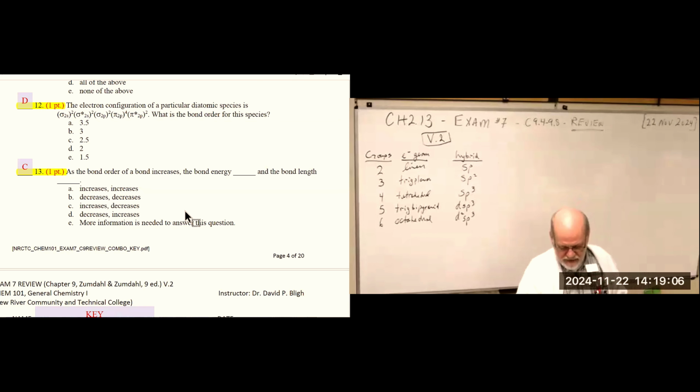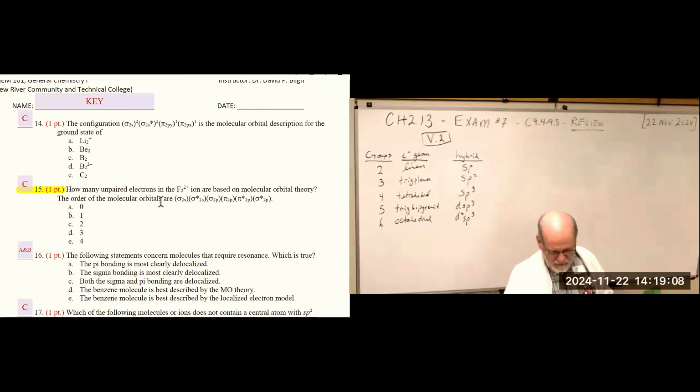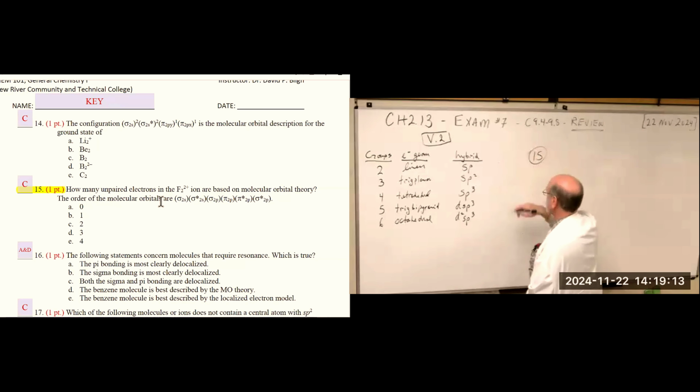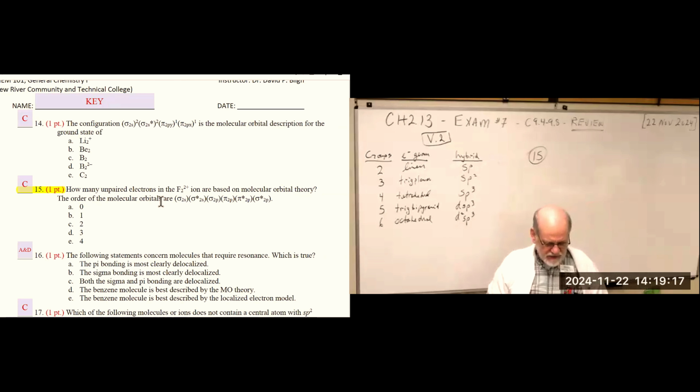All right, that was 13. 15. How many unpaired electrons in the F2 2+ ion are based on the molecular orbital theory?